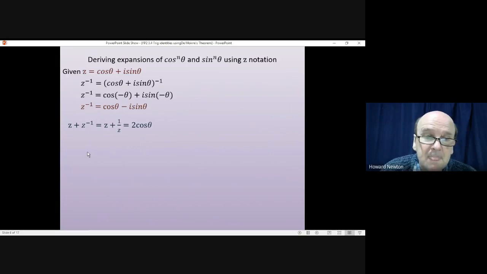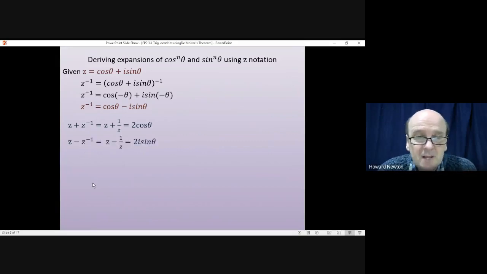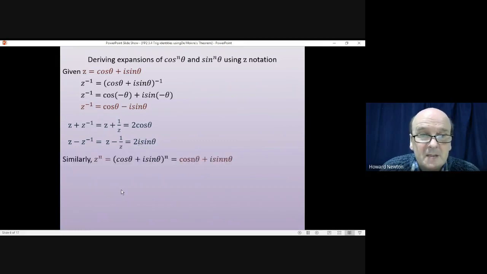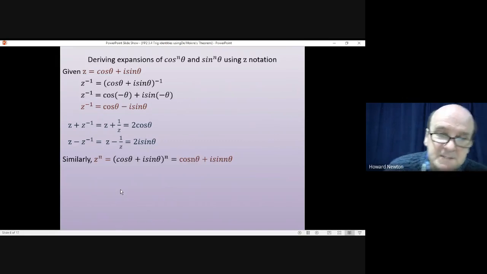cos theta. If instead of adding, we subtract, then if you subtract the reciprocal of Z from Z, the real parts cancel, and you get 2i sine theta. Be very careful. It's easy to forget the i here. So you get 2 cos theta when you add them, but it's 2i sine theta when you subtract them. Don't forget the i.